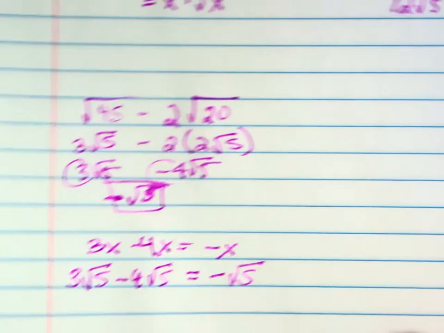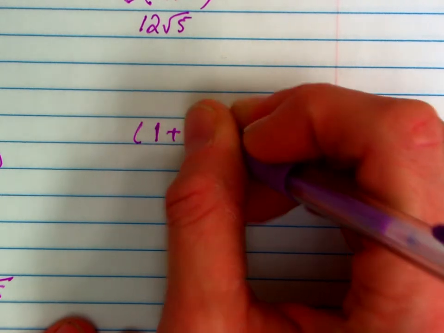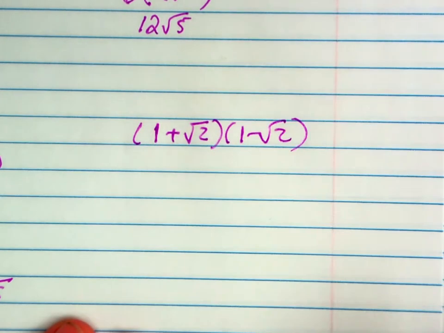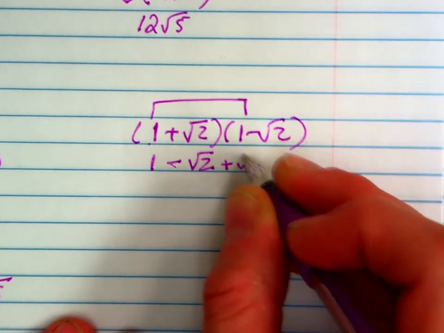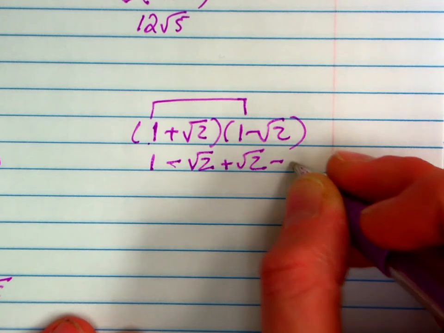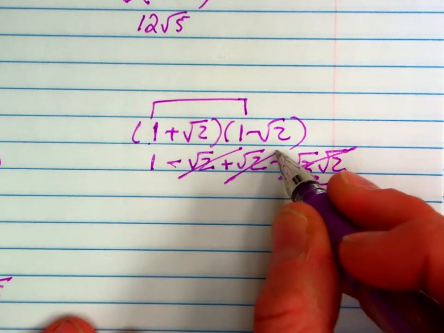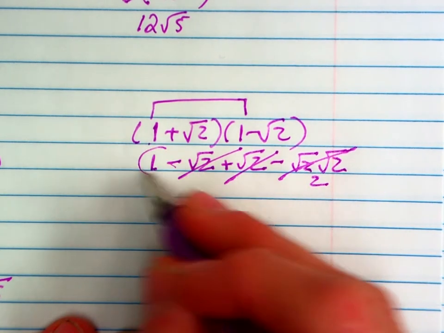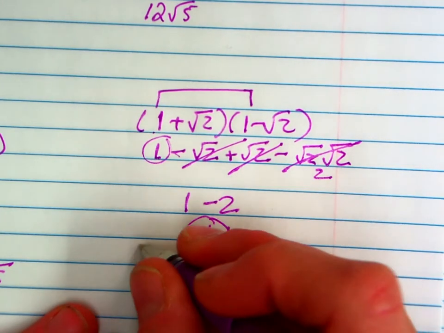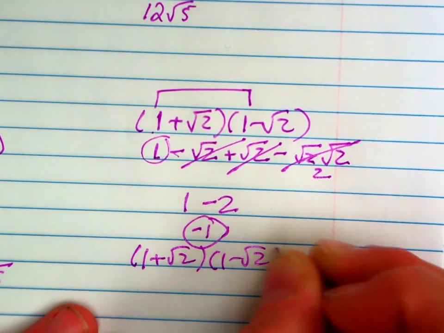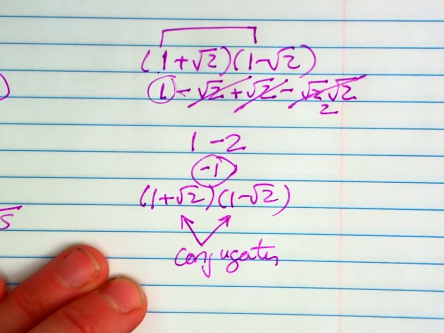Okay, we also are going to multiply these by FOILing. So we could have 1 plus square root of 2, 1 minus square root of 2. I would have first is 1, my outer is square root of 2, my inner is square root of 2, and my last is the square root of 2 times the square root of 2, which just becomes 2. These cancel, so I basically am left with 1 minus 2, which is negative 1. If you remember, we talked about these in class being called conjugates, which basically means the square roots are going to go away.